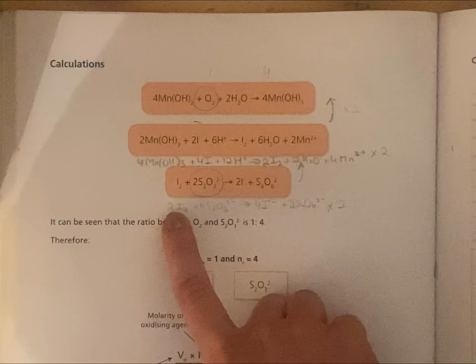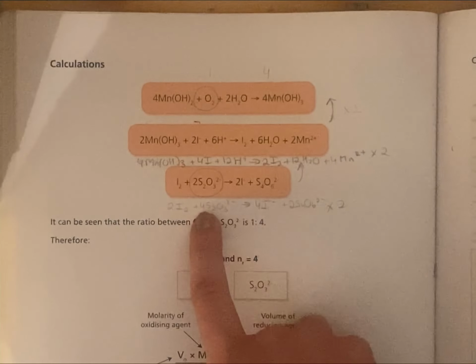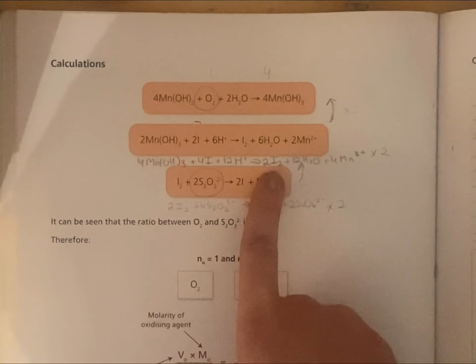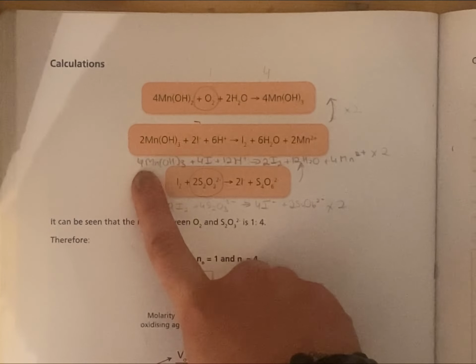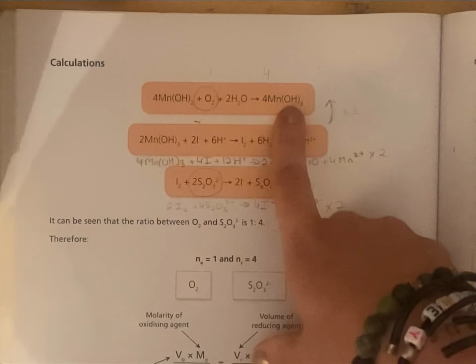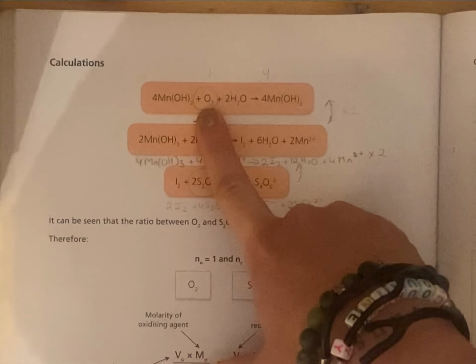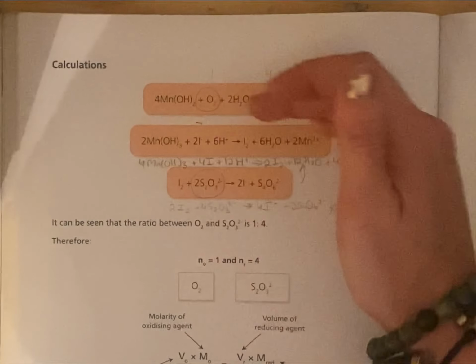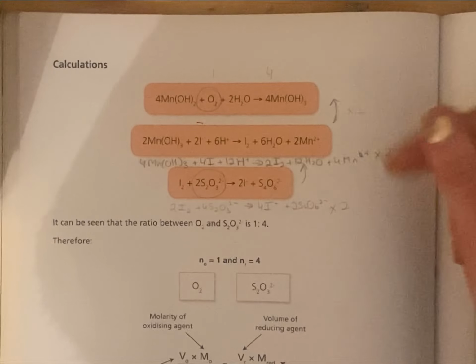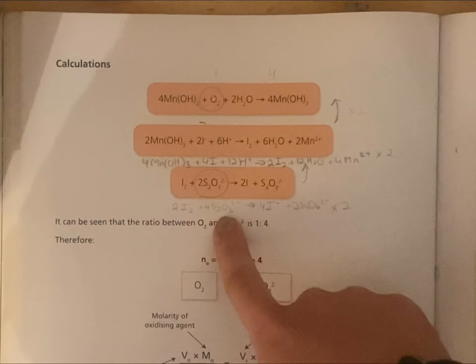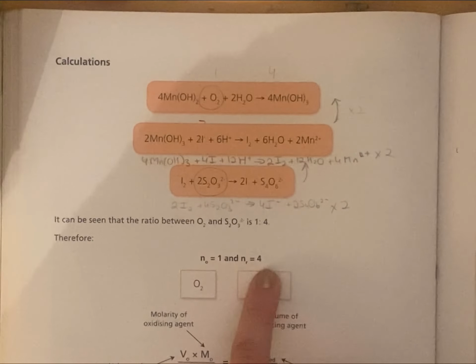So we go back up the ladder, see if we can work everything out. We've got 4 thiosulfate links with 2 iodine. That 2 iodine links with this 2 iodine. That 2 iodine gives 4 manganese hydroxide. 4 manganese hydroxide links with 4 manganese hydroxide. 4 manganese hydroxide links with 1 oxygen. So now I can link these circled ones together perfectly because everything followed the ladder and the numbers matched. So 1 mole of oxygen will produce 4 moles of thiosulfate. That's where we're getting the 1 to 4 ratio.